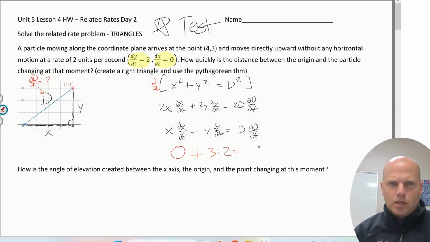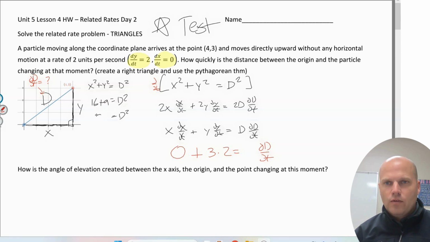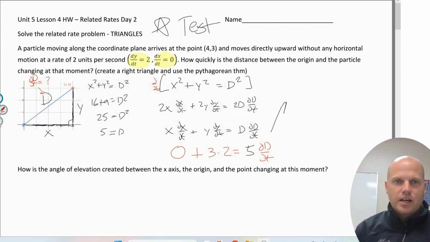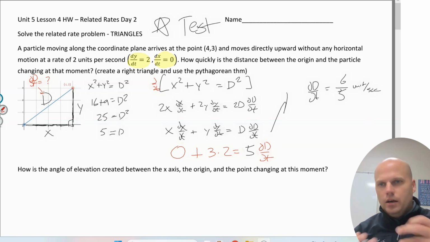We don't have d. What are we going to do if we don't have d? Well, this is where we use the Pythagorean theorem to maybe find a missing piece of information. For example, we have this point 4,3. So if we have 4 and 3, this diagonal distance, this kind of like radius, 16 plus 9 equals d squared. Oh yeah, this is a 3, 4, 5 right triangle. D is 5. So we get that d is 5, and now we get our answer that the distance is changing by 6/5 of a unit per second. That's how d is changing. Okay.